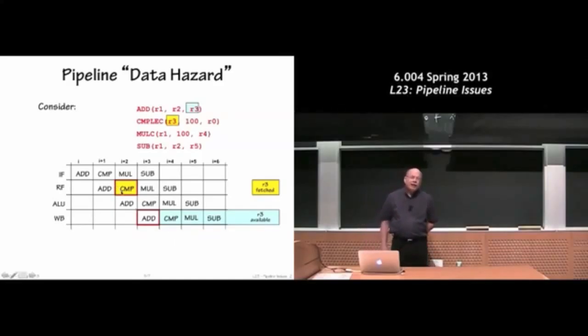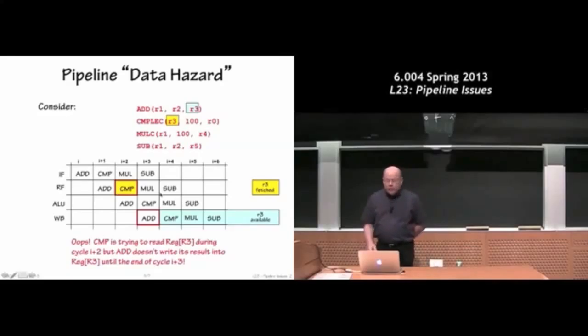That was fine, except that we have this poor compare in cycle I+2 in the register file stage. The job of the register file stage is to fetch the operands that the compare requires, in this case the contents of R3 and the constant 100. But we can't look in the register file because the value is not there in cycle I+2, and it's not even there for all of cycle I+3. It's only at the clock edge separating I+3 and I+4 that the content finally gets written. So we need to fix that problem.